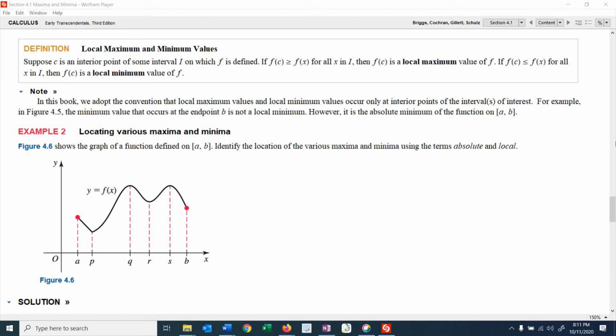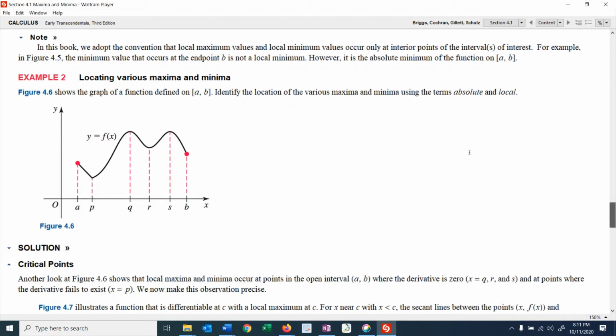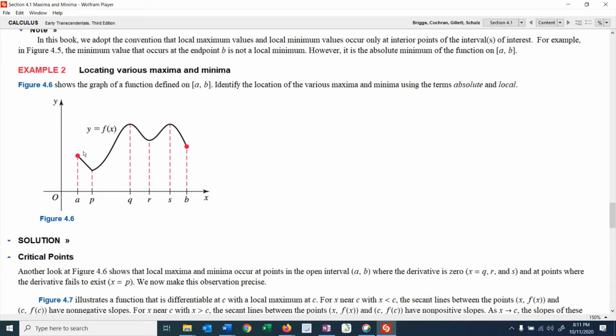All right, so having said that, let's look at example 2. Now in example 2, we're given the graph of this function, and notice that it's defined on this closed interval from A to B. And what we want to do is identify the location of the various local maxima and local minima. Notice we're going to find the location of the local maximums and local minimums, which are the x values.